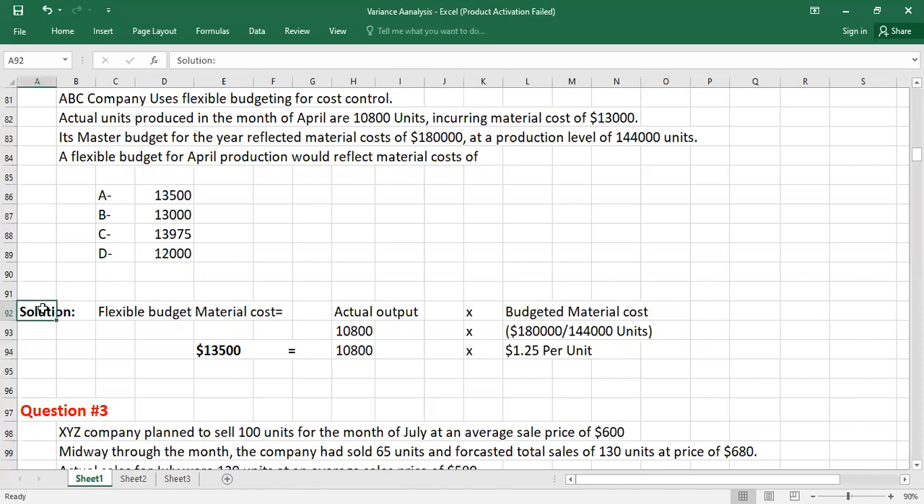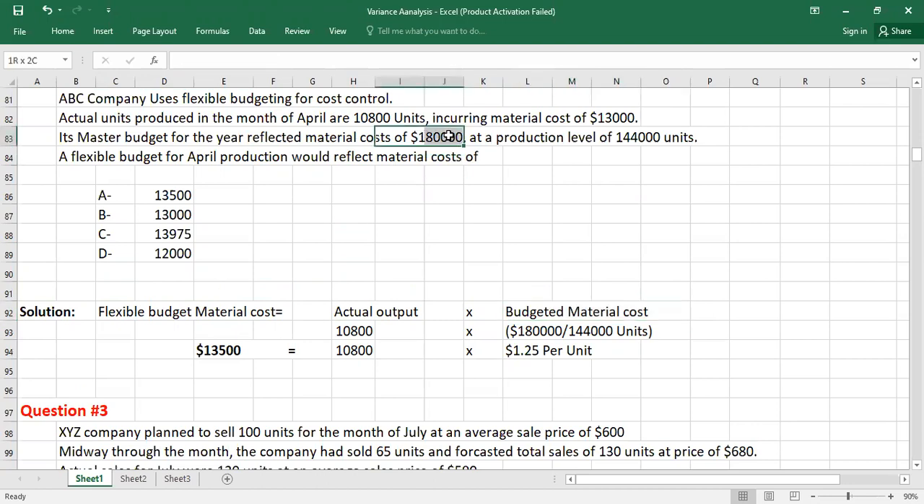Here we have a solution. Now as we know the flexible budget material cost, how you will calculate, you need actual output multiplied by budgeted material cost, and actual output is given in the question as 10,800 units, which is available here, right? We will multiply with the budgeted material cost. Budgeted material cost is the standard cost as per static budget, and the information is available there.